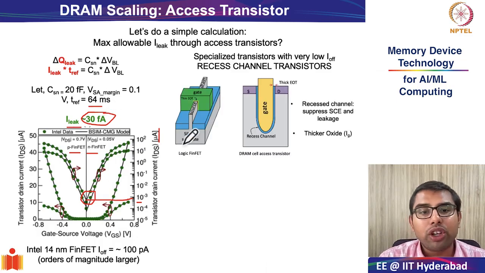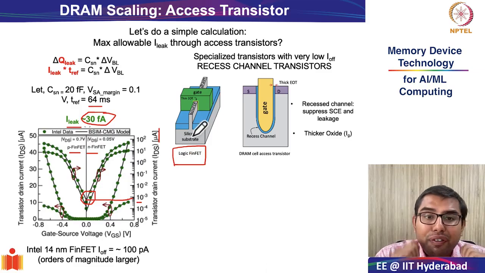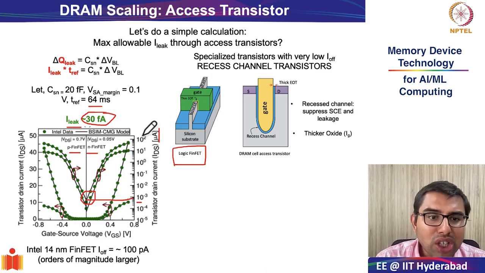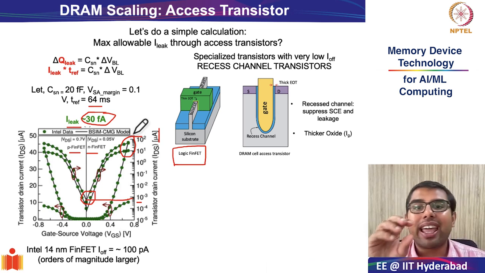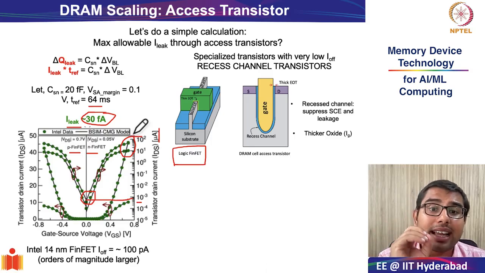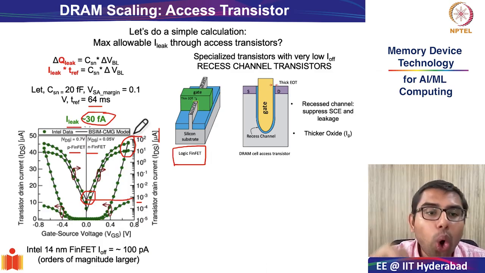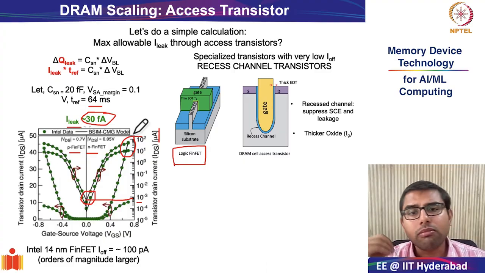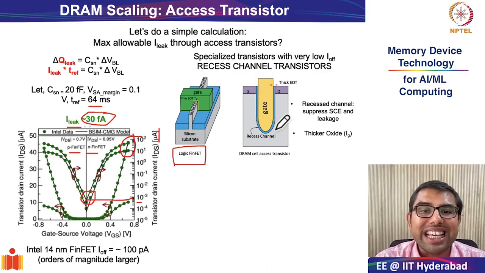And that is why your regular logic FinFET transistor, which is built for performance, and why did you build these transistors? So you have very high on currents also. These may not be suitable as access transistors in DRAM technology, because the DRAM access transistor cell has to have very, very low leakage current. How do you do that? You facilitate low leakage current by having something called a recess channel transistor.